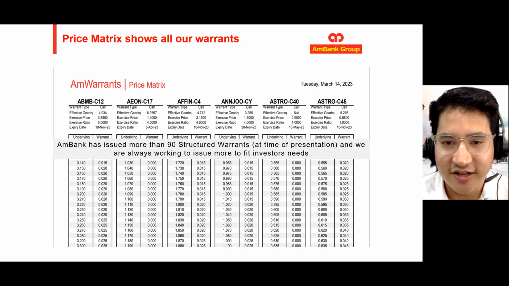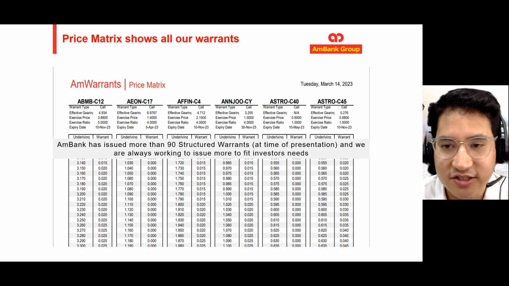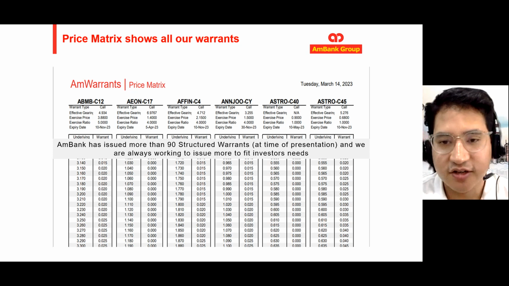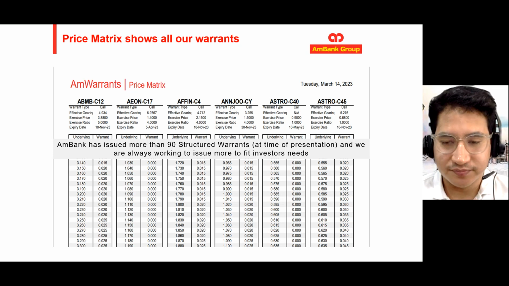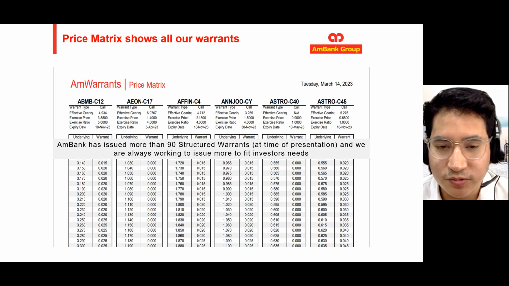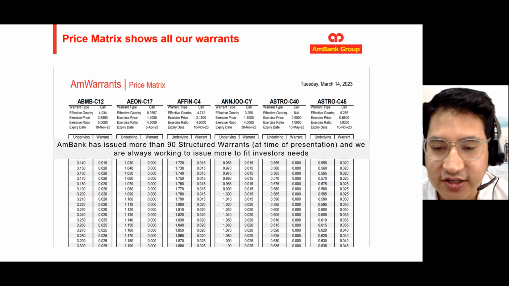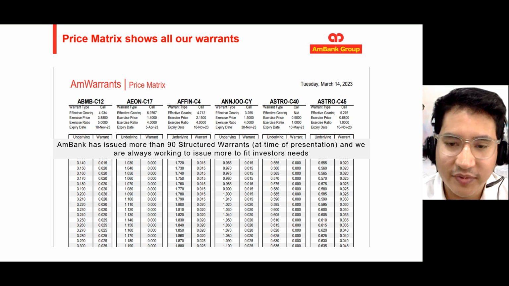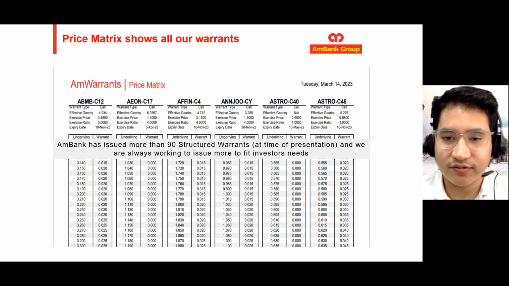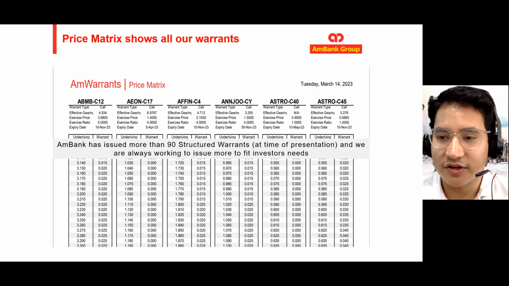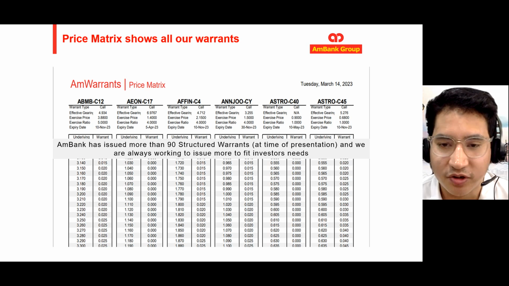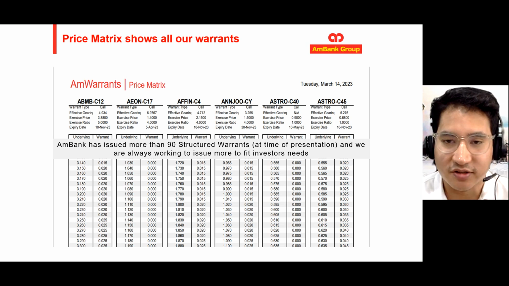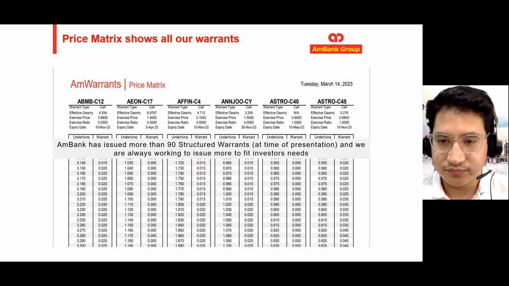So currently, AmBank has issued more than 90 structured warrants at the time of this presentation, and we are always working to issue more to fit investors' needs. There are limitations to what kind of underlyings we can issue structured warrants on, but best believe that we'll try and issue as many on different underlyings, so investors can have exposure to all the underlyings, all the companies on the exchange, if they want to.